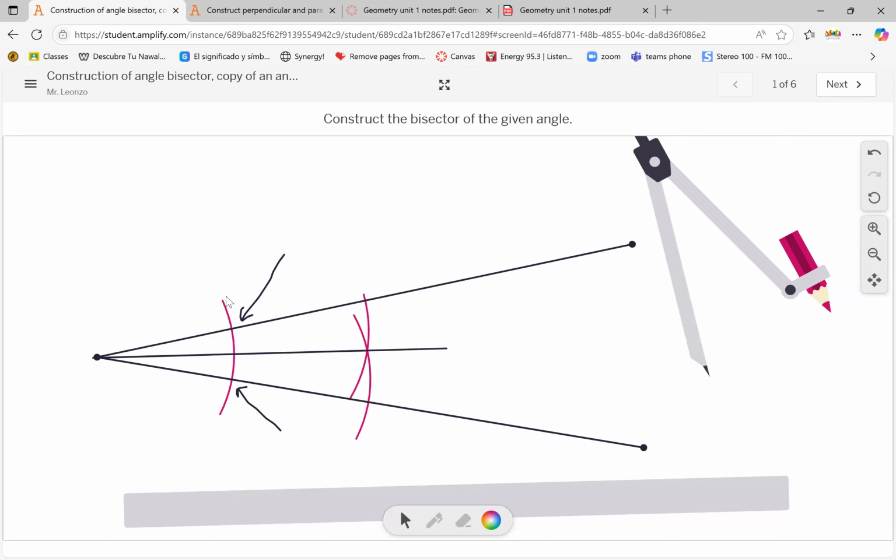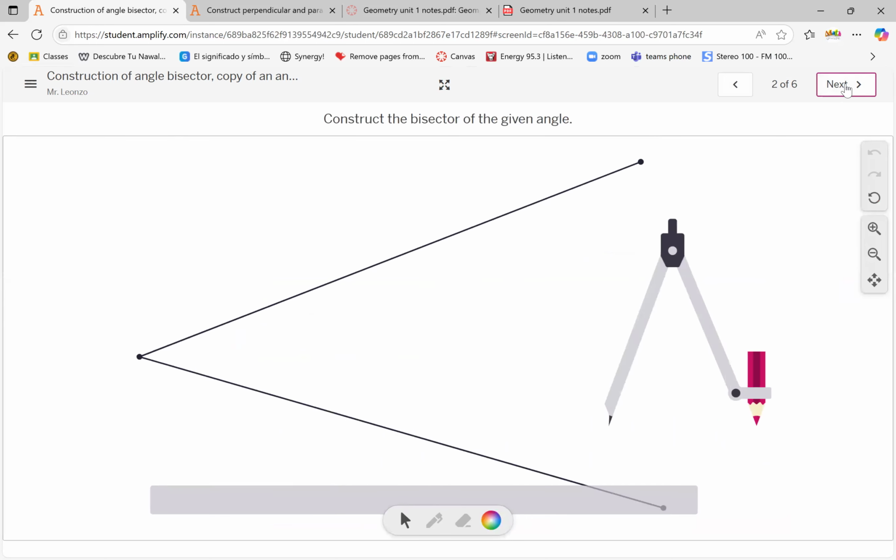What I need to see is the initial arc, these two arcs that we do in the center, and then that you're connecting them to the vertex. Okay, so we constructed the bisector. I did an example of it. You guys are going to do a second example.